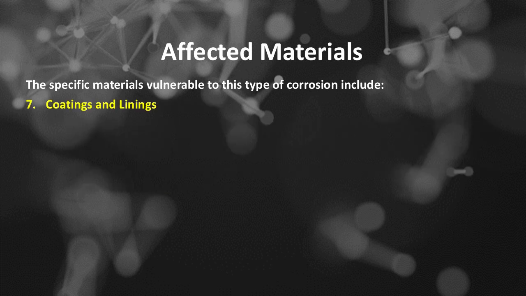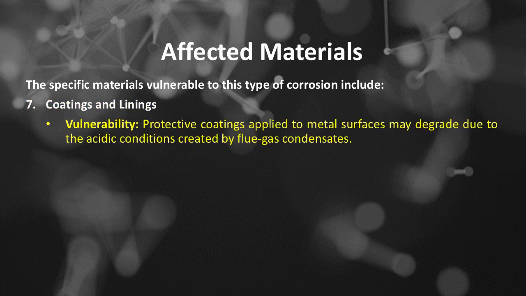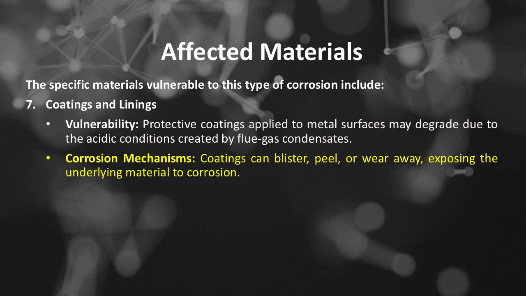Number 7 of the specific materials vulnerable to this type of corrosion is coatings and linings. Coatings and linings vulnerability. Protective coatings applied to metal surfaces may degrade due to the acidic conditions created by flue gas condensates. Coatings and linings corrosion mechanisms. Coatings can blister, peel, or wear away, exposing the underlying material to corrosion.